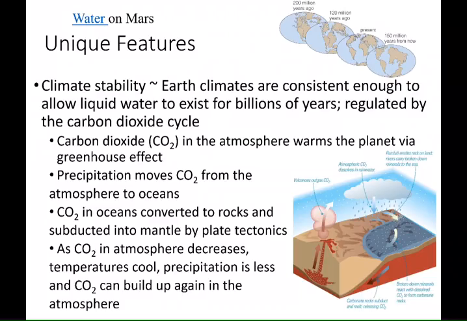Wait, so when it rains, CO2 is less? Yep, the CO2 is removed, and then it stops raining because it cooled down, okay? Your CO2 builds up again, it warms back up again, you get the evaporation, you get the clouds forming, we call that condensation, you get the precipitation. So we have this little ebb and flow going on.